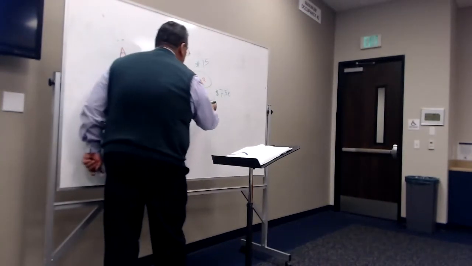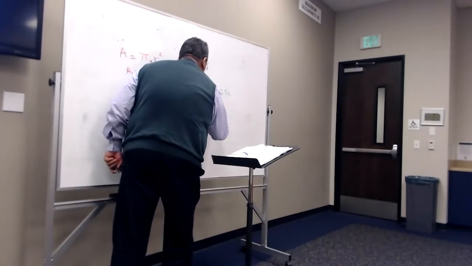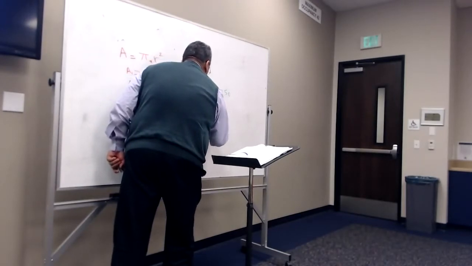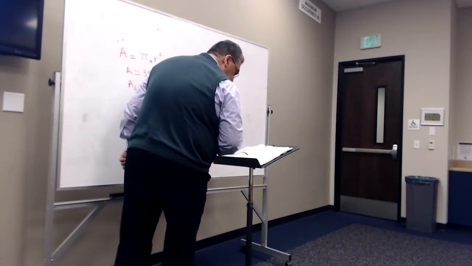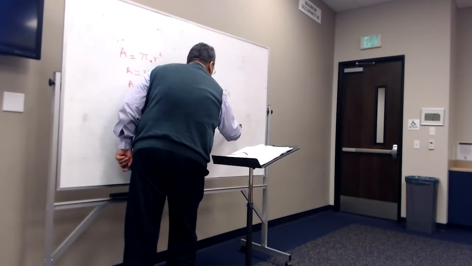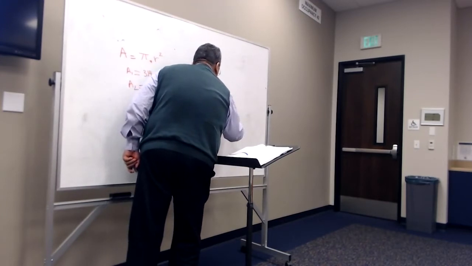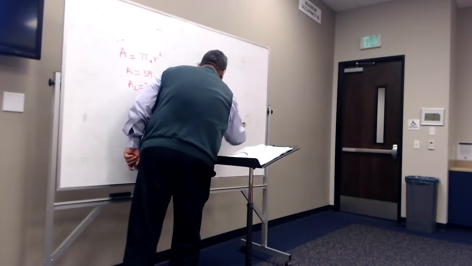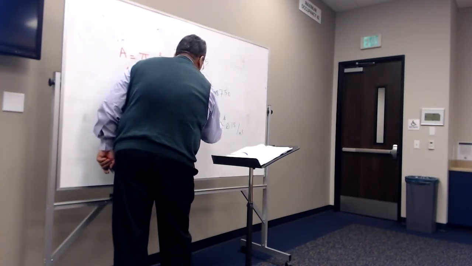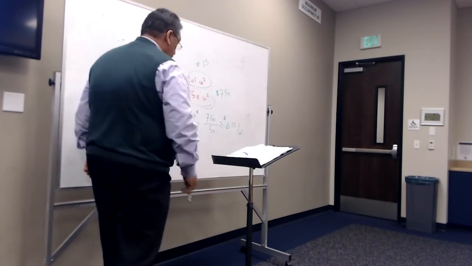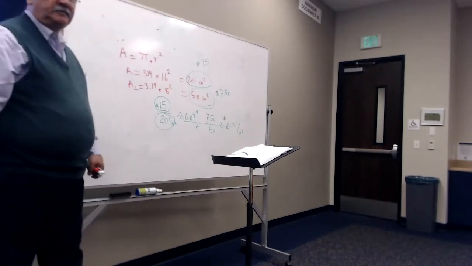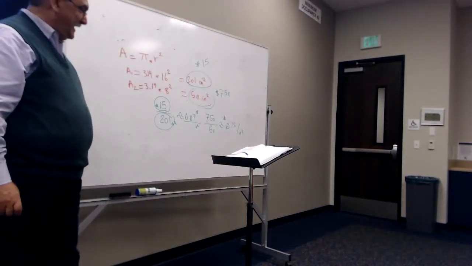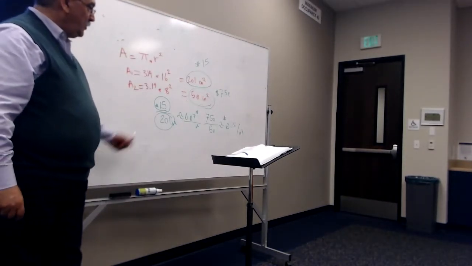You do the same thing for the other one. $7.50 divided by 50 inches squared, and you get $0.15 per square inch. So it's more expensive for the medium. The large is the better buy. I mean, really, it's almost half the price.